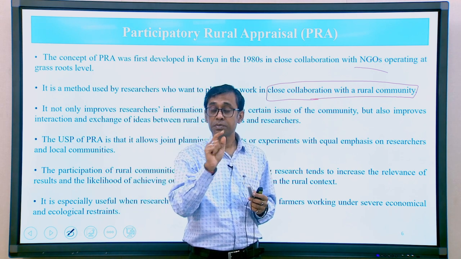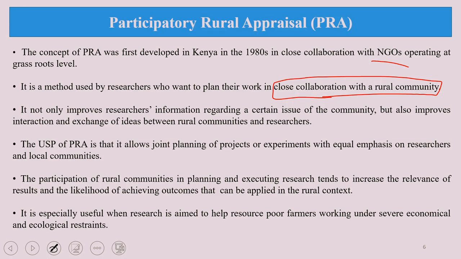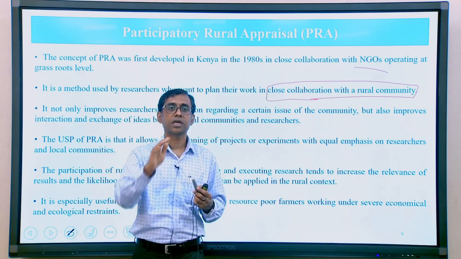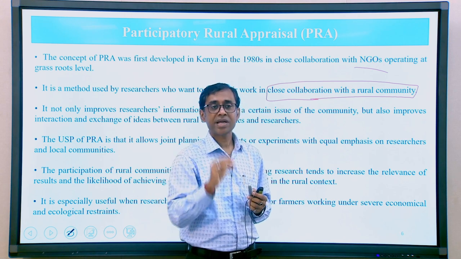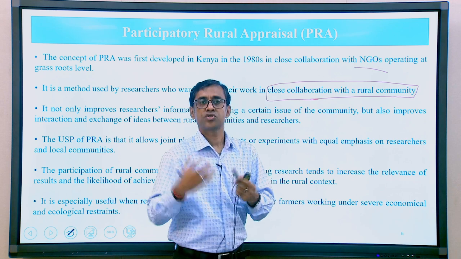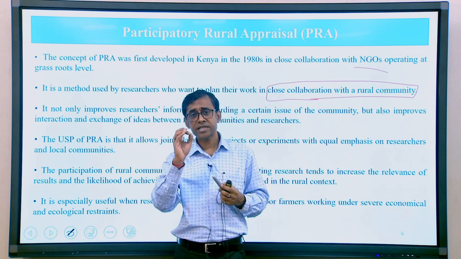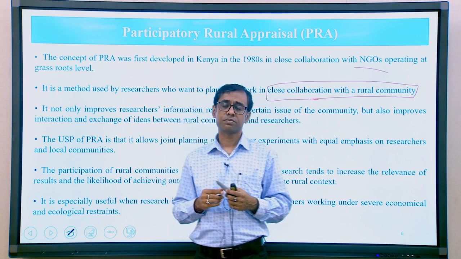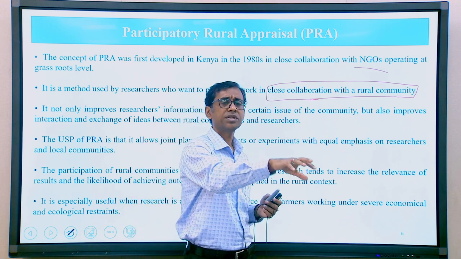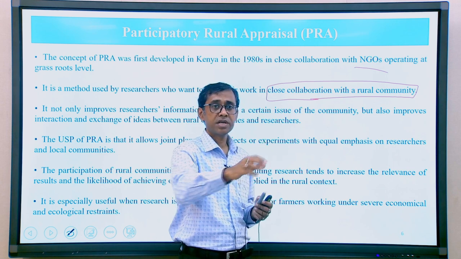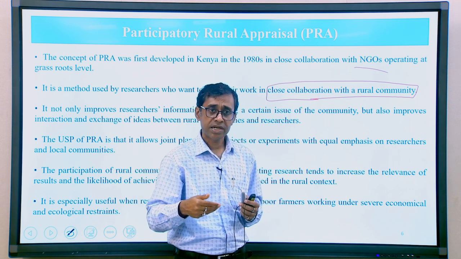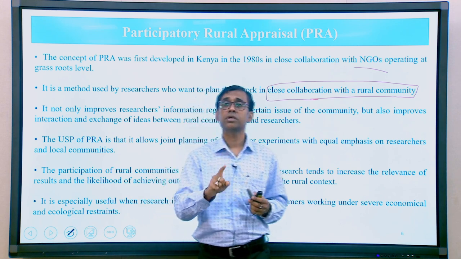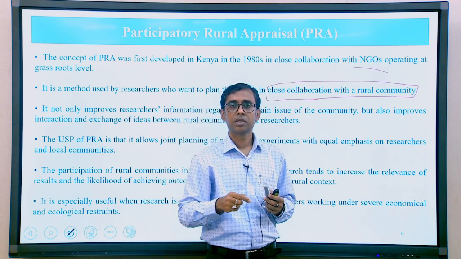And the USP of this PRA exercise is that it allows a kind of ownership among the people. A joint planning of different projects, different experiments, is built into the system. So, what happens is that even after a couple of years, when the project period is over, the community will carry it forward. Because during the PRA exercise, together you and the community were able to generate a sort of ownership among the community. And that is very, very important, especially in the field of natural resources management. Because certainly we, being outsiders, cannot be there all the time. We are there on a project basis to enhance the capacity, generate the natural resource management pathways, but that has to be carried forward by the community because they are the people who have to live there.